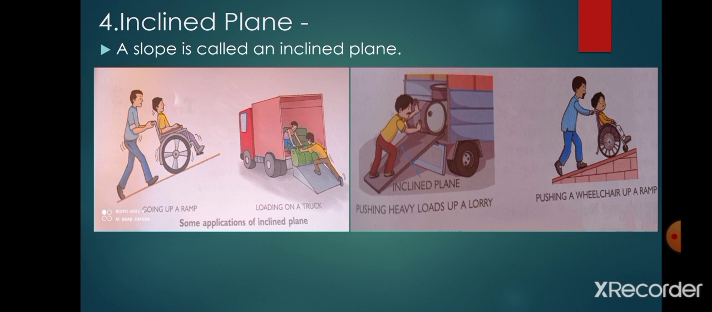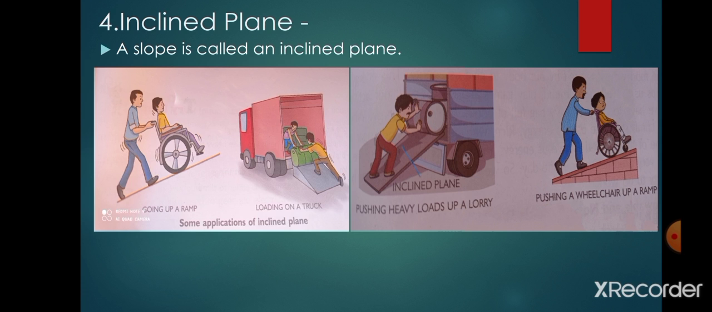The fourth one is inclined plane. What is an inclined plane? A slope is called an inclined plane. Stairs and ladders are inclined planes cut into steps. This is a very important sentence. Stairs and ladders also are inclined planes which are cut in the form of steps.